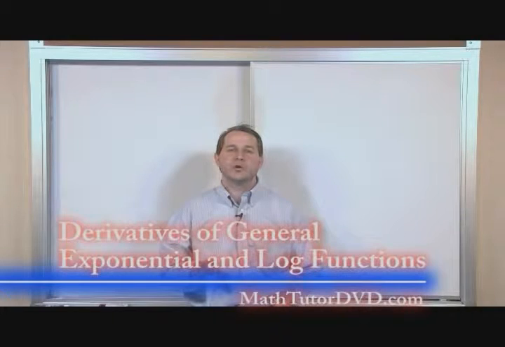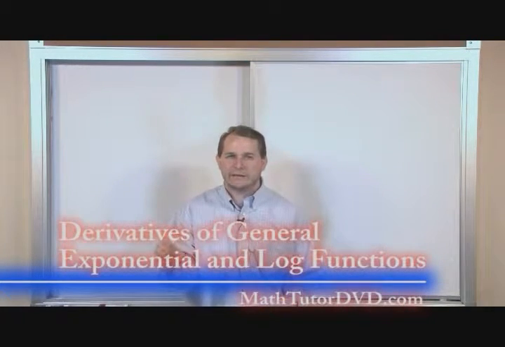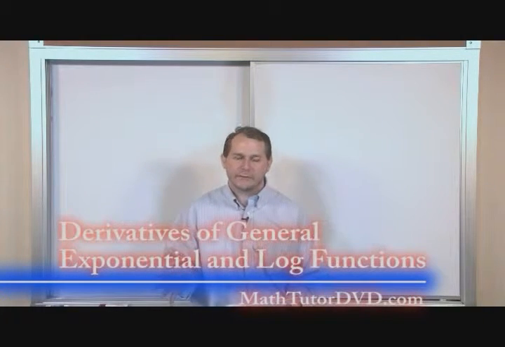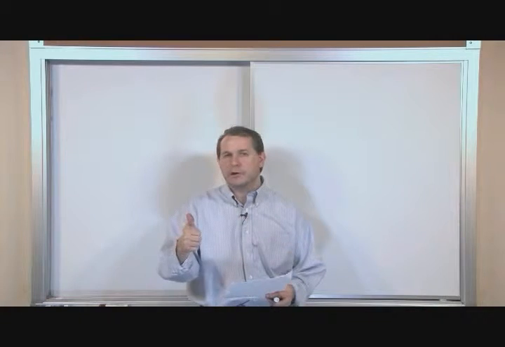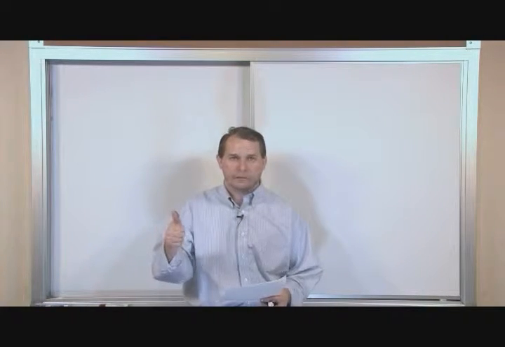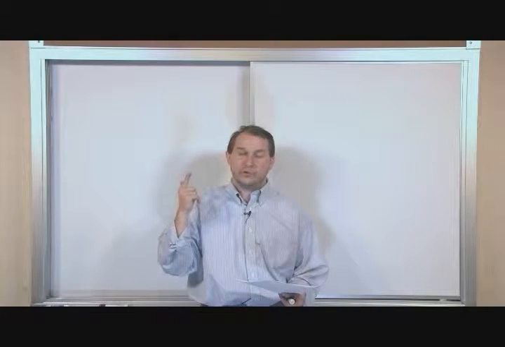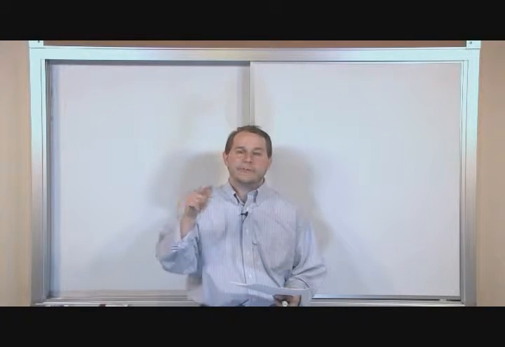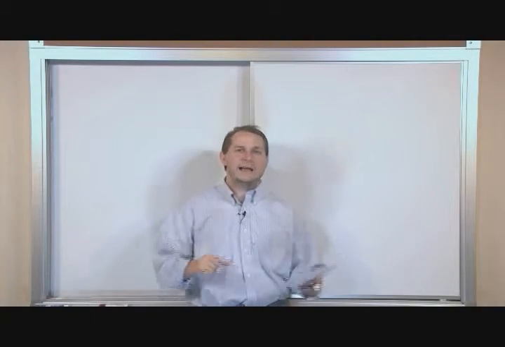In this section we're going to tackle the topic of how to take a derivative of a general exponential and a general logarithm. What I mean by that is in the last two sections we've done the natural logarithm, which was base e logarithm, and we've done what we call natural exponential, which was an exponential with a base e. So e to the x and logarithm of x. That's what we did in the last two sections.